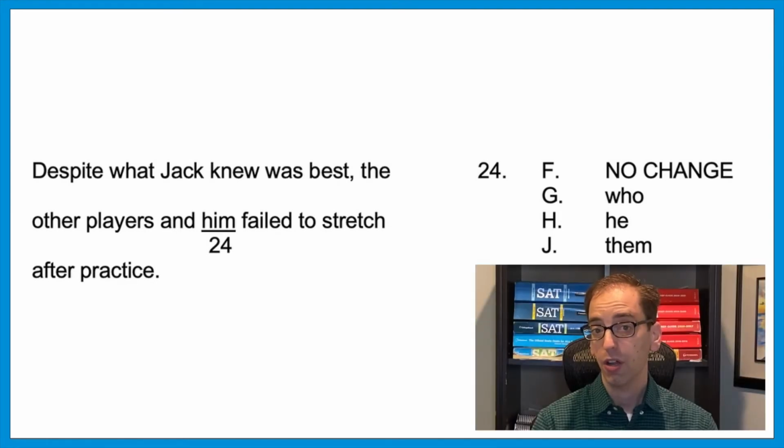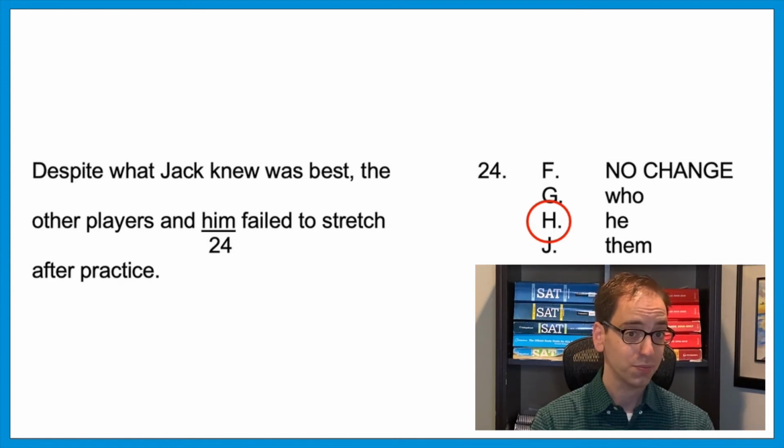So we need to ask, are Jack and his friends doing an action here? Yes, saying they failed to stretch is an action. That means they are the subject. We need the subject pronoun, he. The answer is H. Now, it probably sounds a little strange to your ear to say the other players and he failed to stretch after practice. So let's do it with the trick. I'm going to take out the other players and let's see how this sounds. Despite what Jack knew was best, he failed to stretch after practice. And now you could hear it. A great trick for a pronoun is to take out the noun that's in front of it.